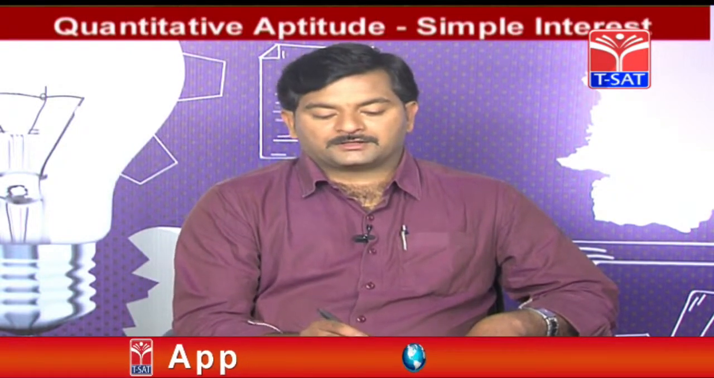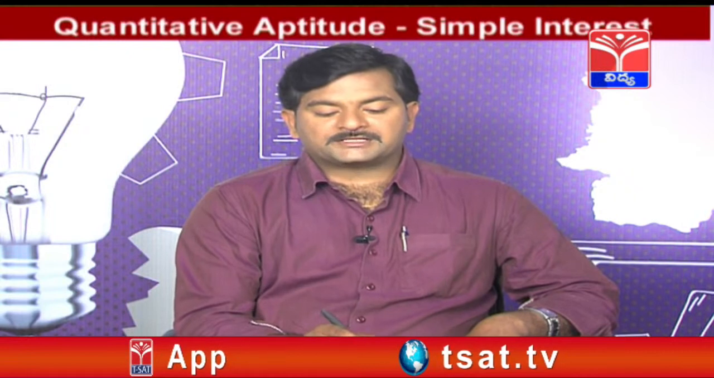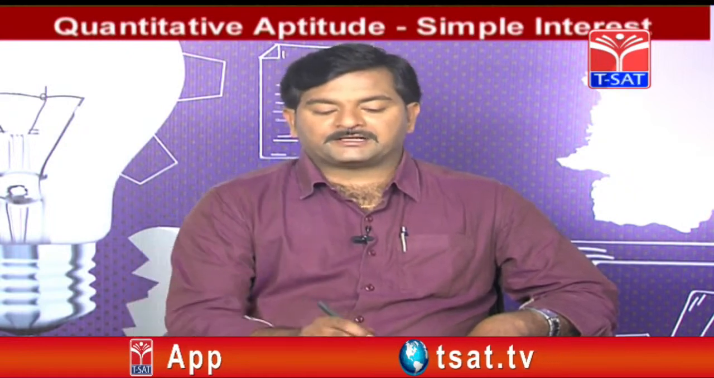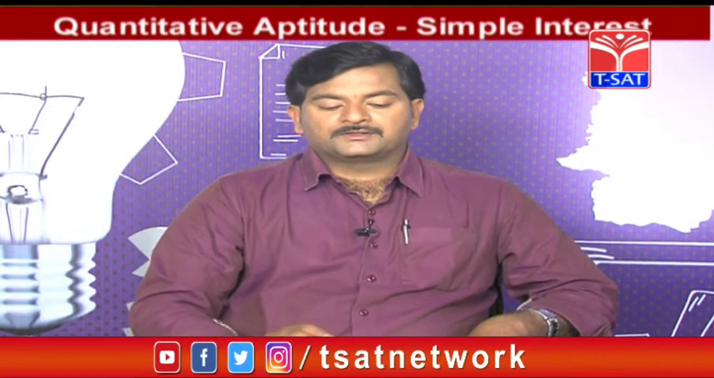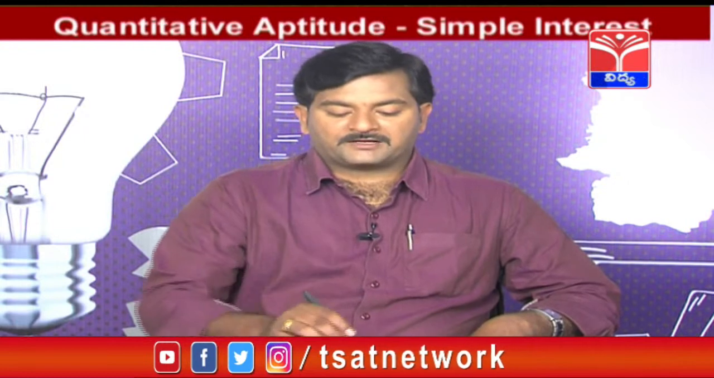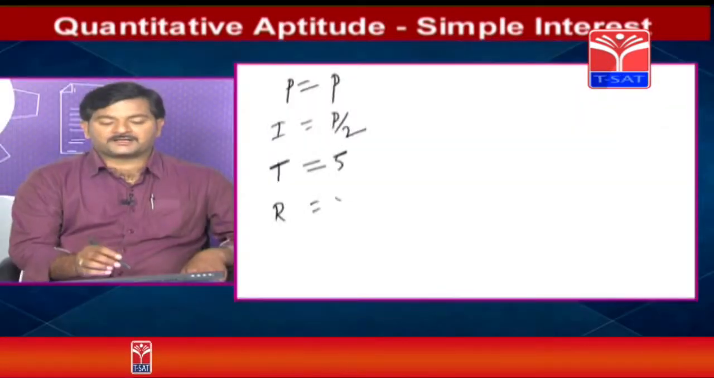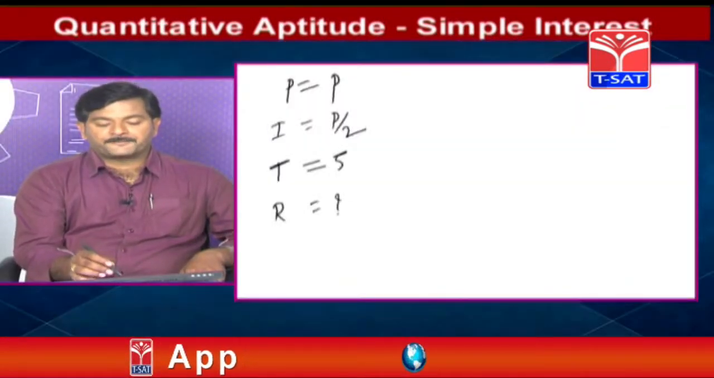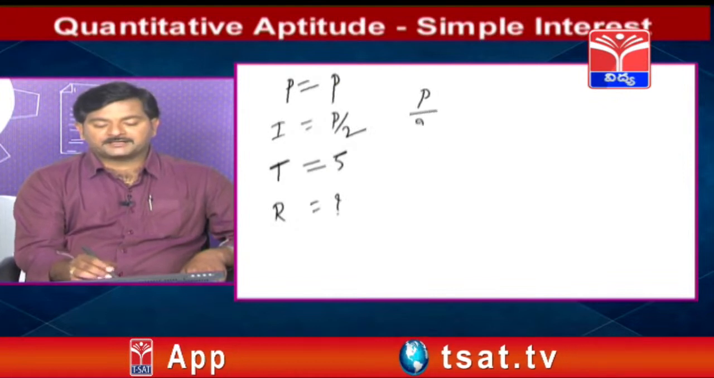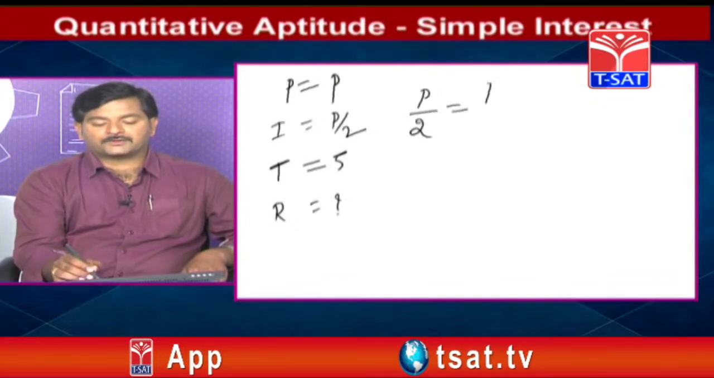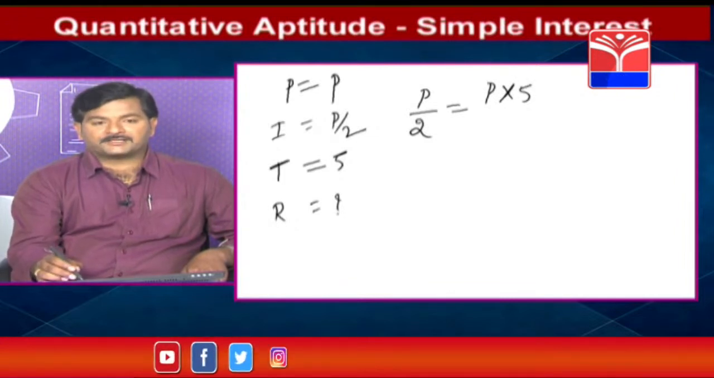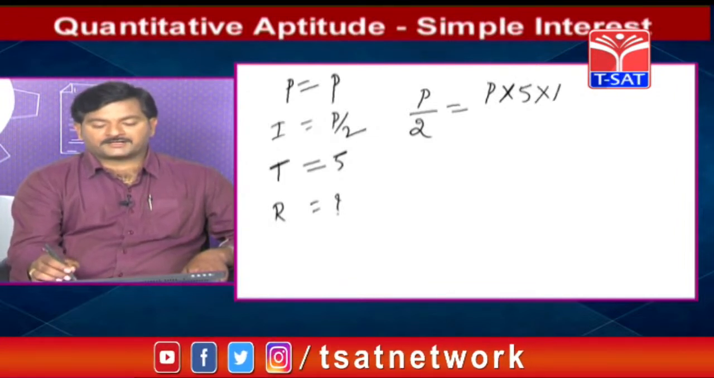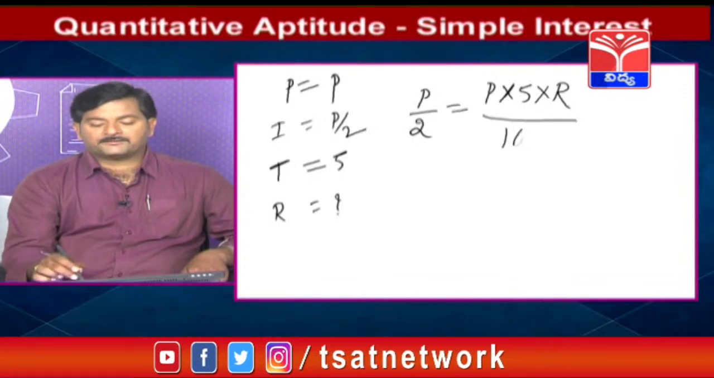Time is equal to how many years given? It is very clear, 5 years given. Time is equal to 5 years, right? So again I is equal to PTR by 100 formula, we are aware about that. So here I means what about my interest? P by 2. So I is equal to P by 2. What about T? T is equal to how many years given? 5 years given. And rate of interest we need to find here, by 100.